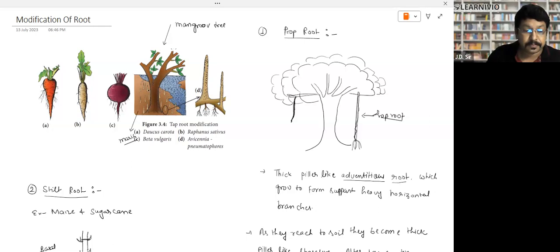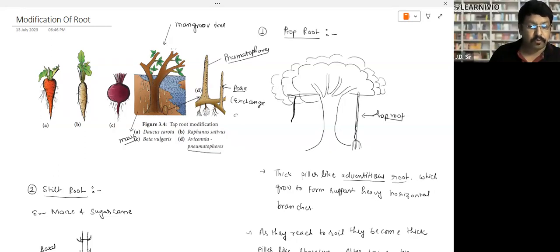Nematophores. These roots are called nematophores, right? So these are the roots which grow opposite to the direction of gravity. They are the only roots in the world which grow opposite to the direction of gravity. Why? Because the root cannot breathe out. So there are certain pores, right? The pores are present in nematophores, and they are meant for exchange of gases.